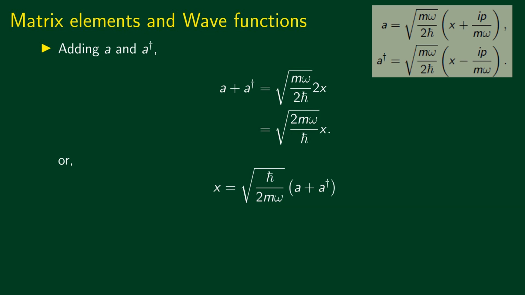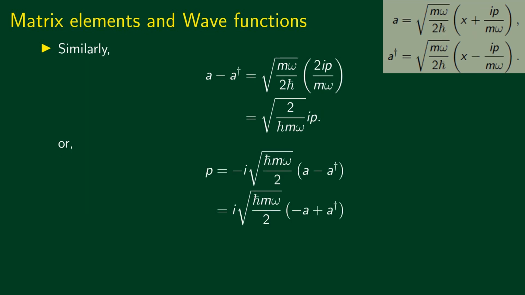For this, first you add a and a dagger. We see that the second term here cancels and we are left with square root of m omega divided by 2 h bar multiplying 2x, which is equal to square root of 2m omega divided by h bar multiplying x. From here we find that x can be written as square root of h bar divided by 2m omega times a plus a dagger. So that's the position operator in terms of the creation operator and the annihilation operator.